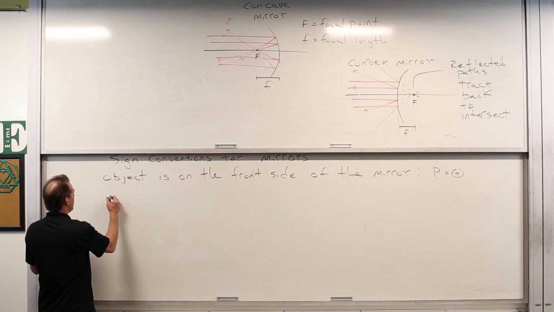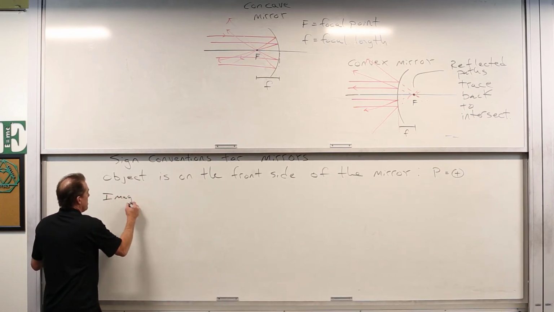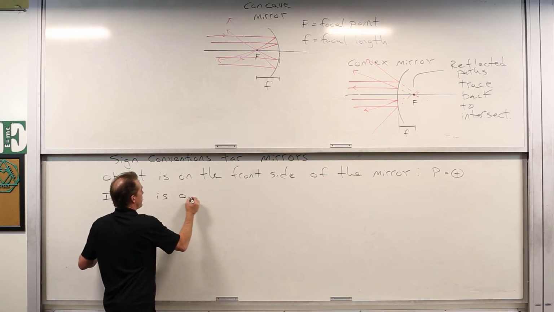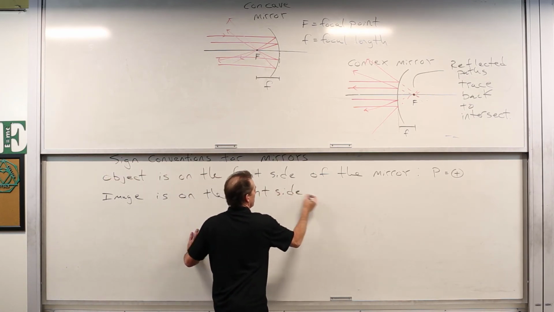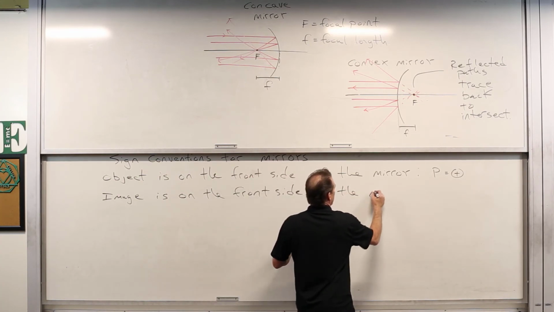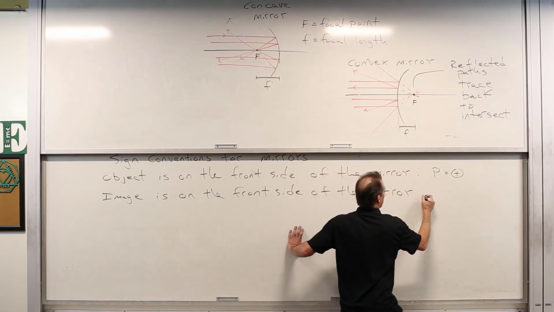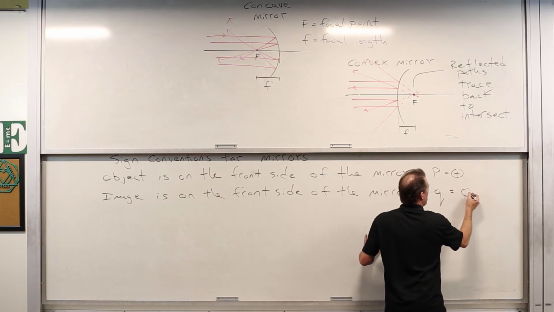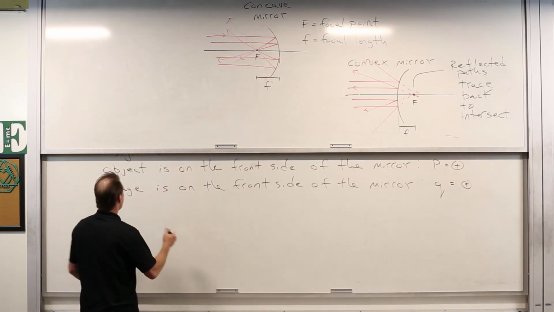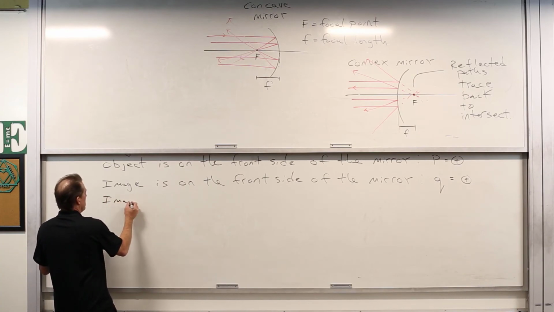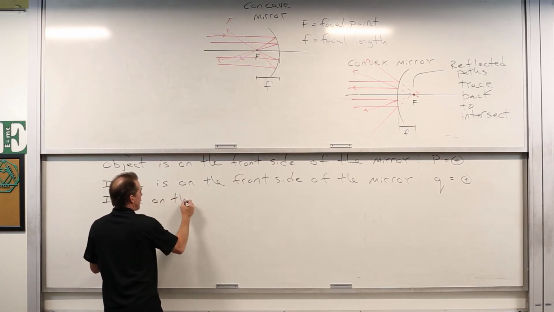Then we've got the image. If the image is on the front side of the mirror, q is a positive value. If the image is on the back side of the mirror, q is negative.